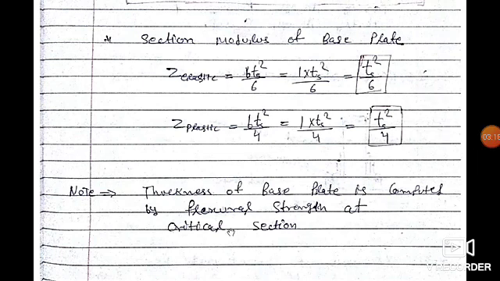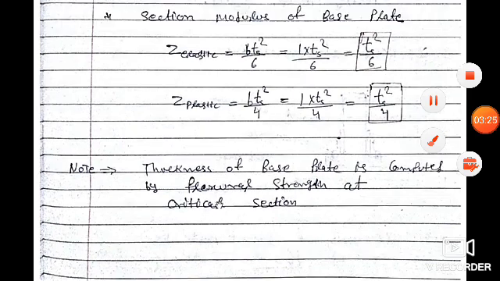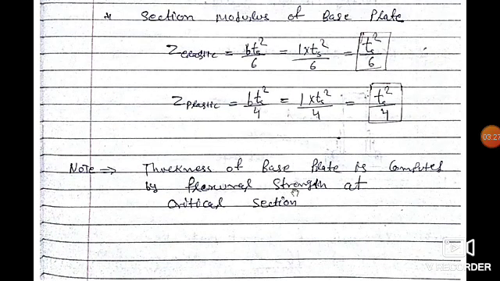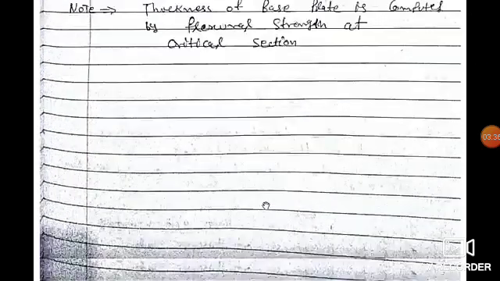Next, note, you should read the note. The thickness of base plate is computed by flexural strength at the critical section. So the base plate thickness is computed from the flexural strength of the critical section. So from there we are finding out the thickness of the base plate.